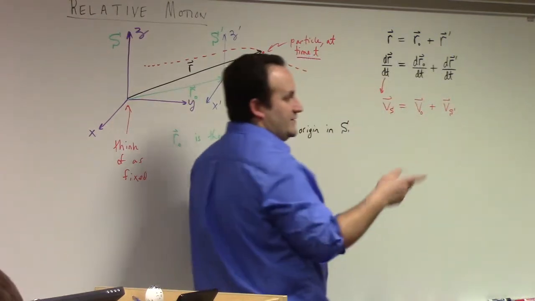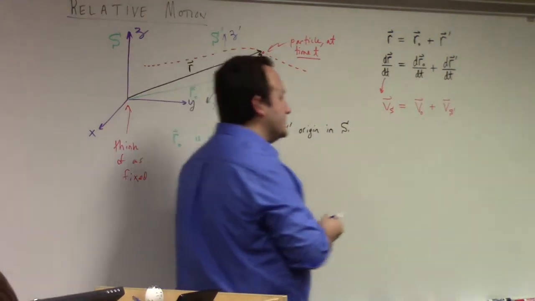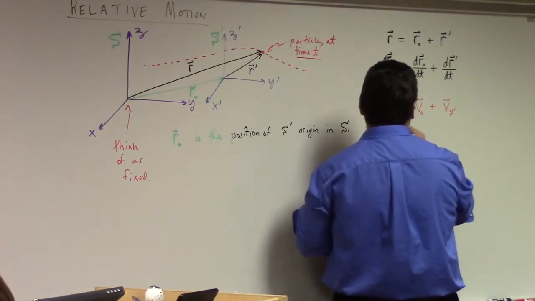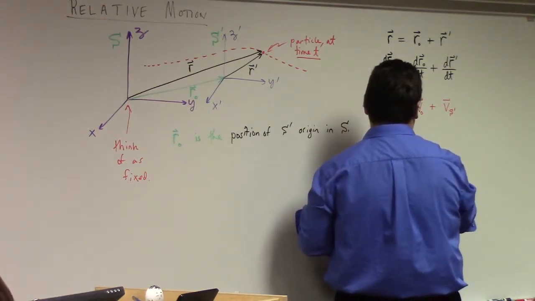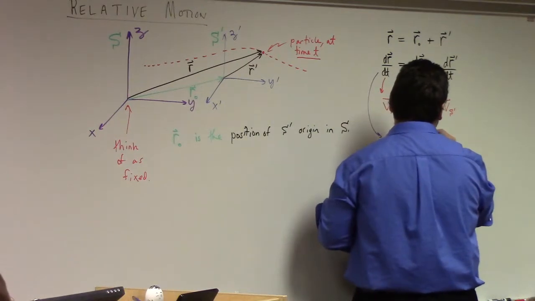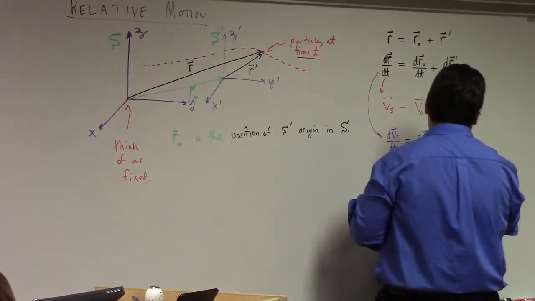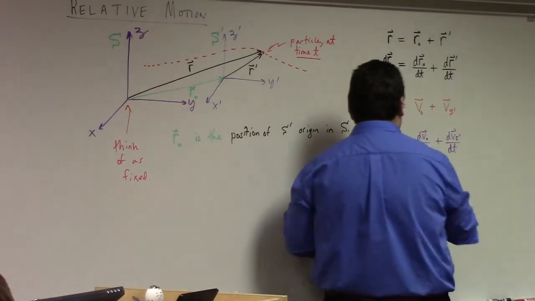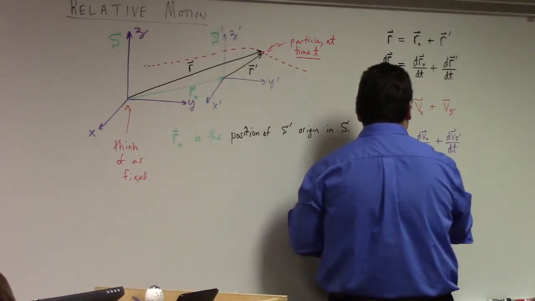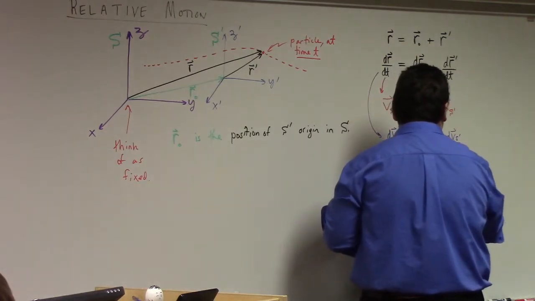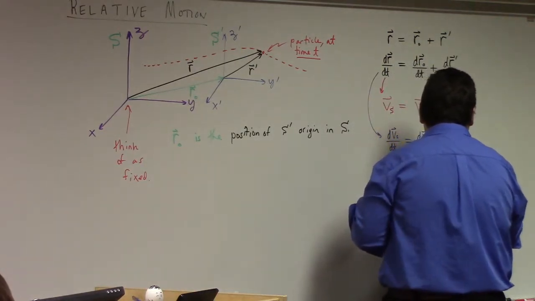So now getting to the acceleration, differentiate again, right? So differentiate again, you've got d dvs dt equals dv naught dt plus dvs prime dt. What does this tell us? This tells us that the acceleration in the S system is equal to the acceleration of the origin of the moving system plus the acceleration relative to the moving coordinate system.